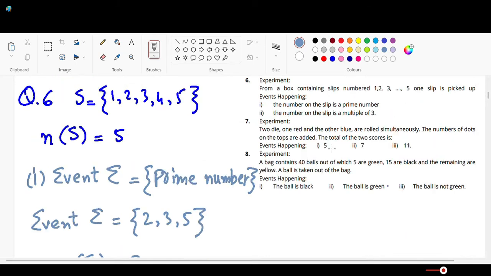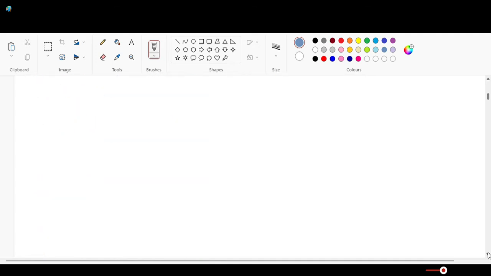And now the number on the slip being a multiple of 3. That's the second case, so the second event. What should we name it this time? Event F is equal to the number on the slip being a multiple of 3. Oops, I said multiply. Multiple of 3.